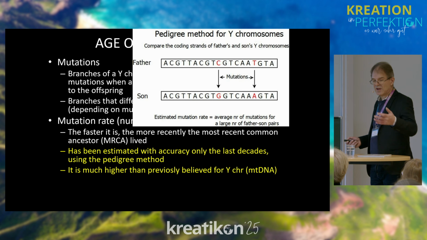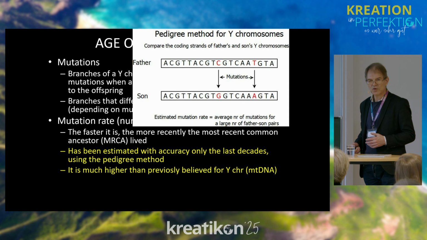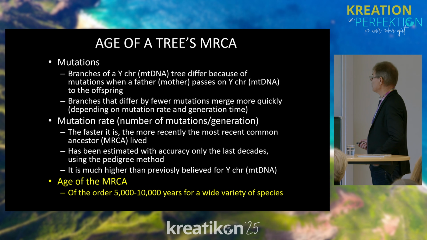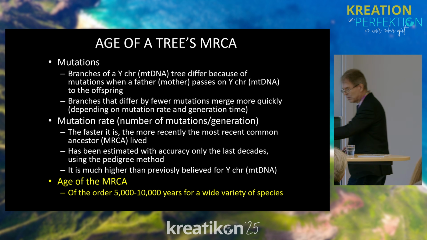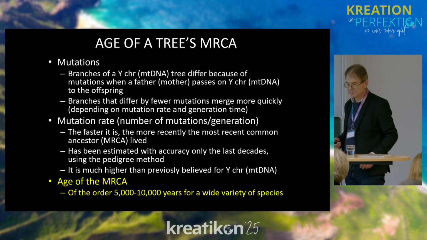Having a large number of father-son pairs, you can estimate the mutation rate per generation. And this is a key point: it's much higher than previously believed, when the mutation rate could not be measured in this way, by at least an order of magnitude. That implies that the age of the most recent common ancestor is of the order of 5,000 to 10,000 years for a wide variety of species. It was believed to be more than 100,000 years earlier.